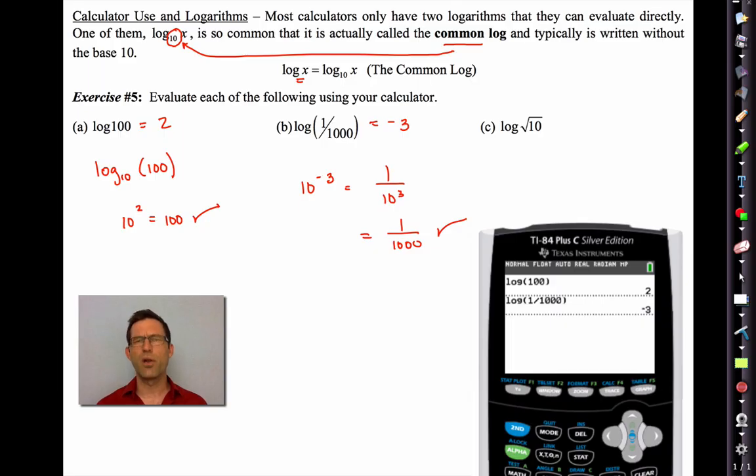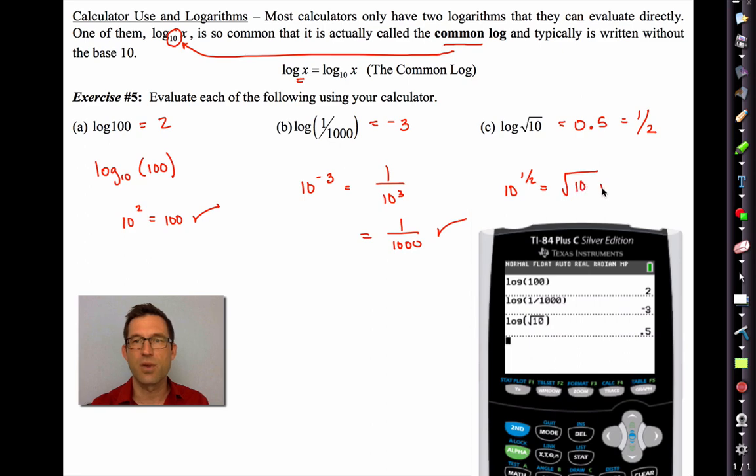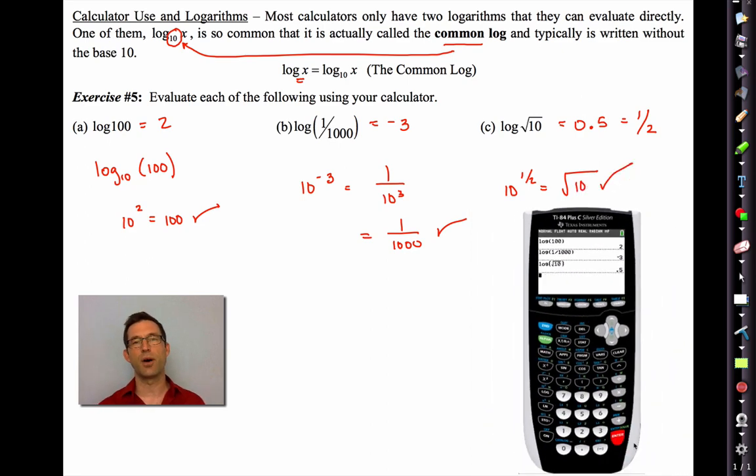Let's do one more. Log of the square root of 10. Okay, try that on your calculator. All right, now I'm going to do it on mine. Log square root 10, parentheses, and it gives me 0.5. And again, 0.5 we know is 1/2, and we also know that 10 to the 1/2 is the same as the square root of 10. So that checks as well.